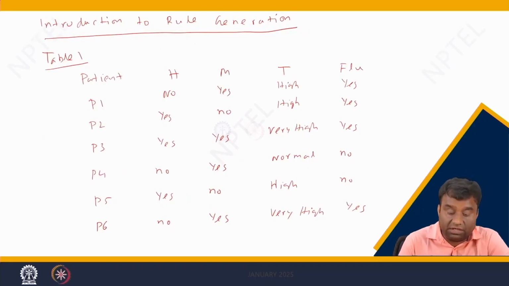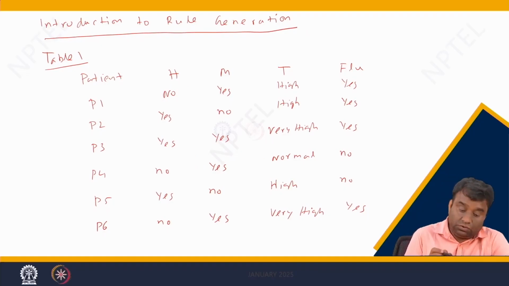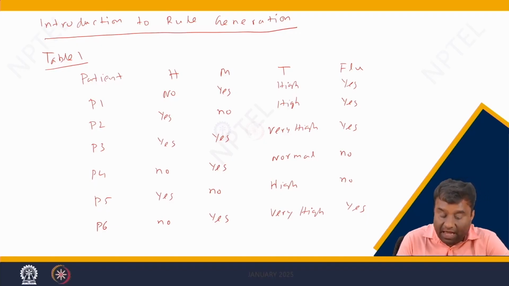Now we are going to understand the introduction to rule generation. So how to make a rule. Here table 1 has patients P1, P2, P3, P4, P5, P6. H means headache, M stands for muscle pain, and T for temperature.